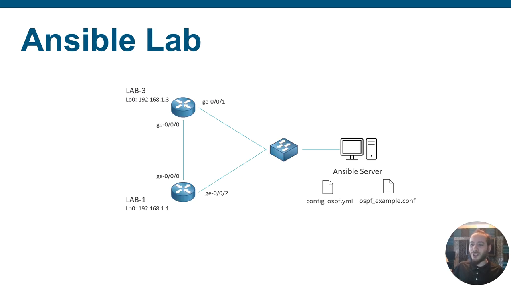So now let's go ahead and just jump into our lab here. So this is the topology of how our lab is set up. We have two routers that we're interested in here. That is Lab 1 and Lab 3. The loopback addresses of each of these have been listed here, and they are connected to each other via gig 0/0/0. Gig 0/0/1 is used to connect to the switch here that our Ansible server is on from Lab 3, and gig 0/0/2 is coming from Lab 1 to connect to our Ansible server.